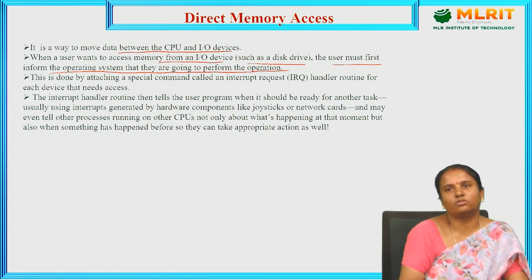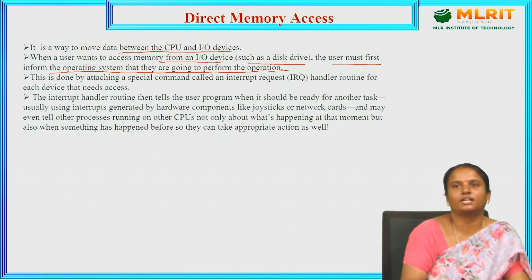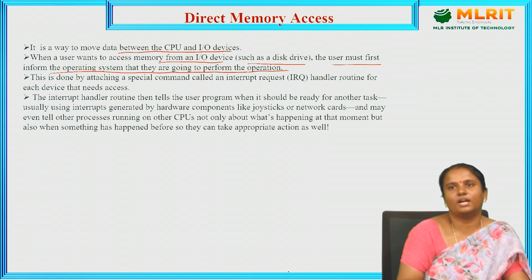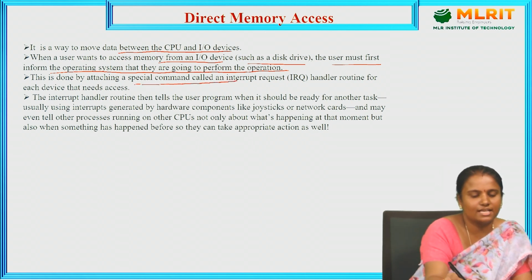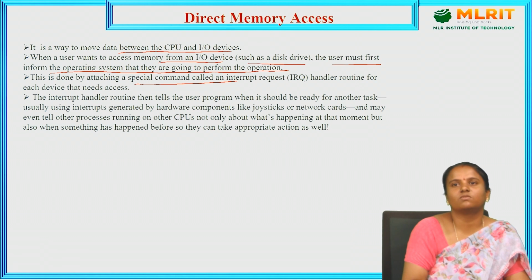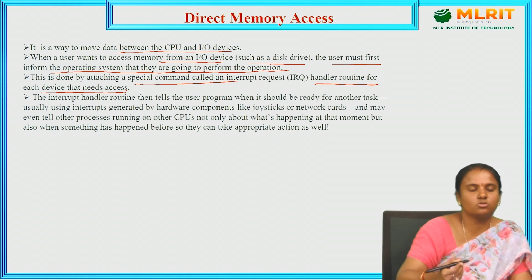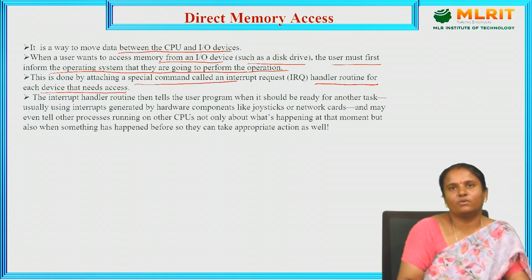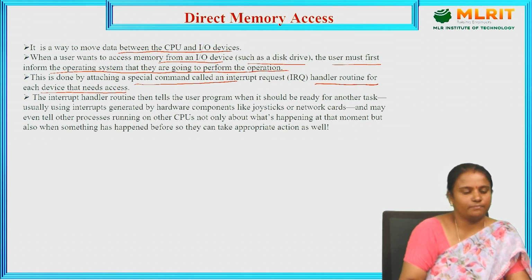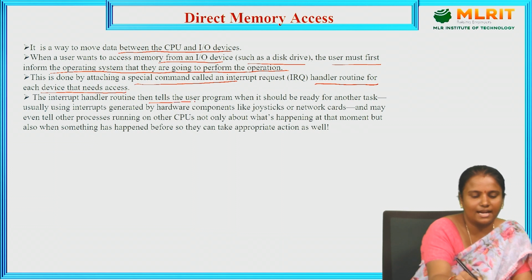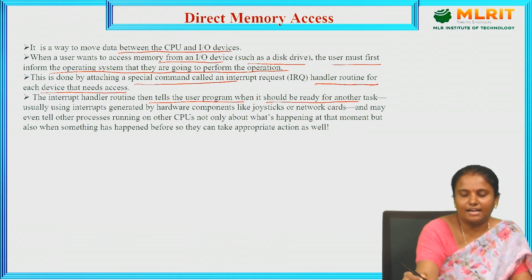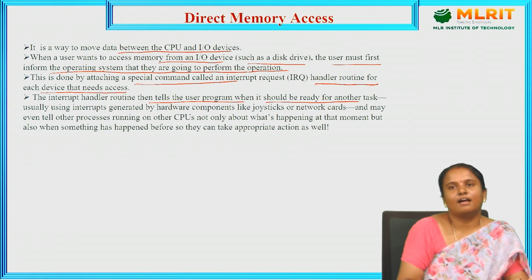So you are sending the data to the disk drive. The operating system should know that you are transferring the data. Only after knowing, the operation will be performed. This is done by attaching a special command called an interrupt request. So this is what an interrupt request is. You are sending some request to the handler routine for each device that needs to access. So whatever interrupt request is sent, it handles the resource for each device that needs to access it frequently. The interrupt handler routine then tells the user program when it should be ready for another task. So it should inform the user program, and when it is ready, you are going to perform another task.